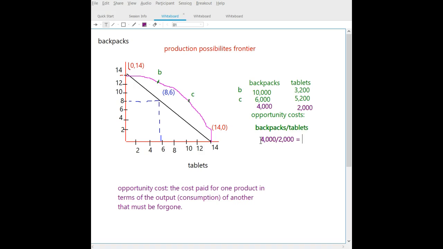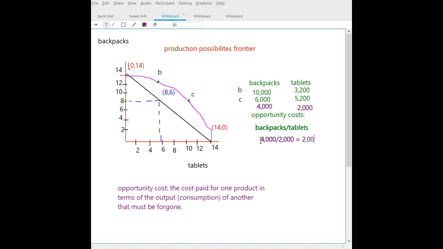What this means in this case is you're giving up 4,000 backpacks for 2,000 tablets. So 4,000 divided by 2,000 equals 2. So that would be your opportunity cost. If a question asks you what the opportunity cost would be, you would say 2. So how many backpacks can you produce per tablet? You produce 2 backpacks per tablet. And you can see that the backpacks number is twice as big as the tablets in this case.